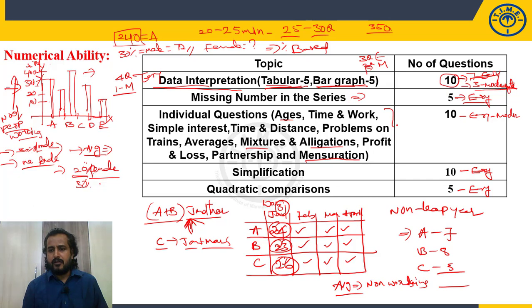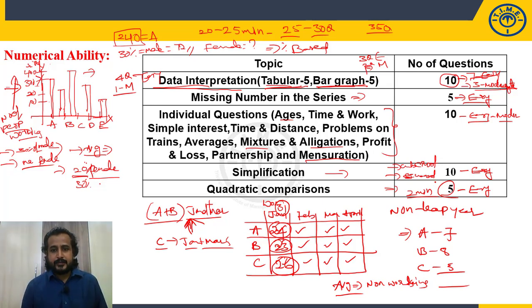Individual questions, all these questions are easy to moderate level of difficulty. Simplification questions are also easy. There are a few questions on cube root and a few questions asking square root. Very easy questions. Even the quadratic comparisons are direct, very easy questions. And if you know the shortcuts, you will be able to complete all these 5 questions in 2 minutes. Okay.